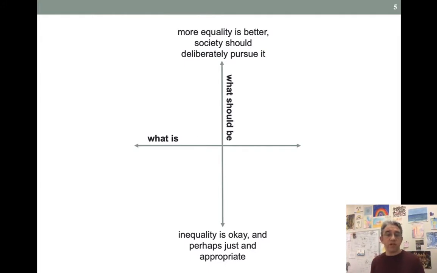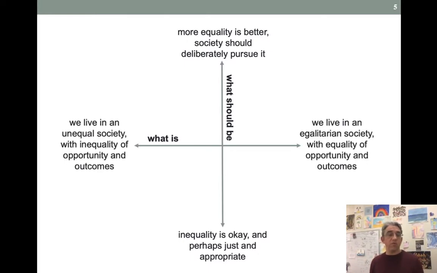The horizontal axis is someone's view of what is. So with respect to inequality, at one end of the spectrum, one could believe that we live in a highly unequal society with inequality of opportunity and inequality of outcomes. And at the other end, we could believe that we live in a very egalitarian society with maybe total equality of opportunity and outcomes. So any particular point on this space essentially describes a particular mindset about what is at the moment and what should be in society.